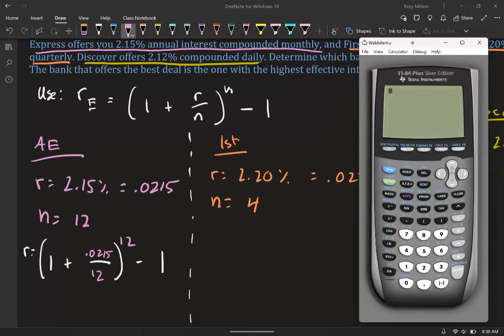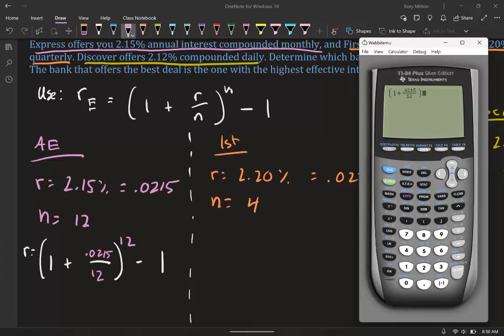So let's plug this in. We have parentheses 1 plus. Now if you have a new calculator, you're going to hit alpha, y equals, enter. We have 0.0215 over n, which is 12.